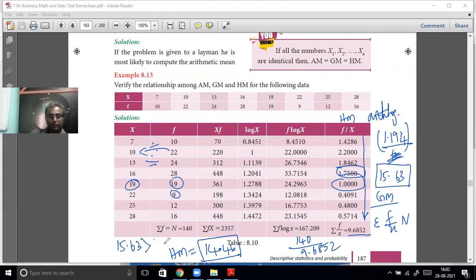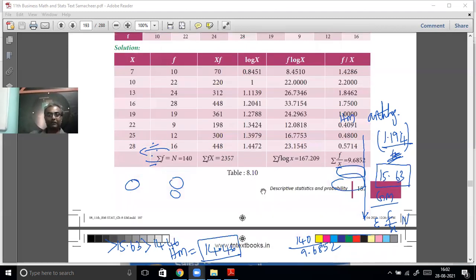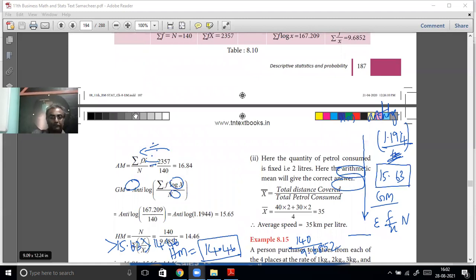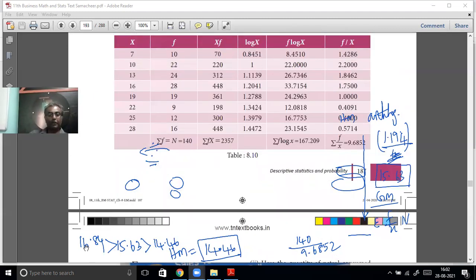GM you are getting 15.63, that is greater than 14.46, which is the harmonic mean. What was the original mean we found? I forgot that. Okay, no problem, they have worked out this problem. It is 16.84. So 16.84 is the arithmetic mean, which is greater than the geometric mean, which is 15.63, which is greater than the harmonic mean, which is 14.46. Very simple.